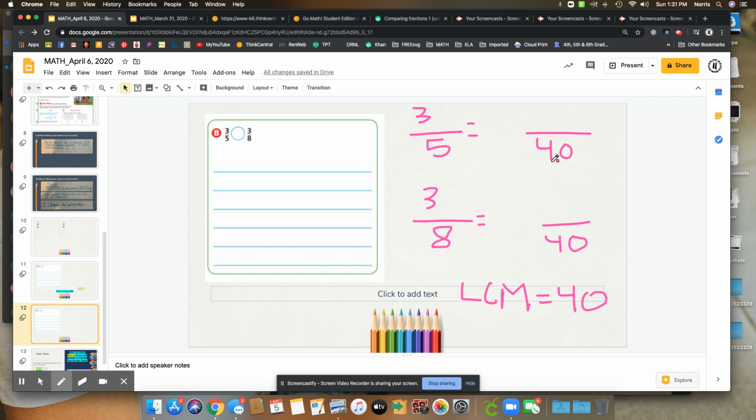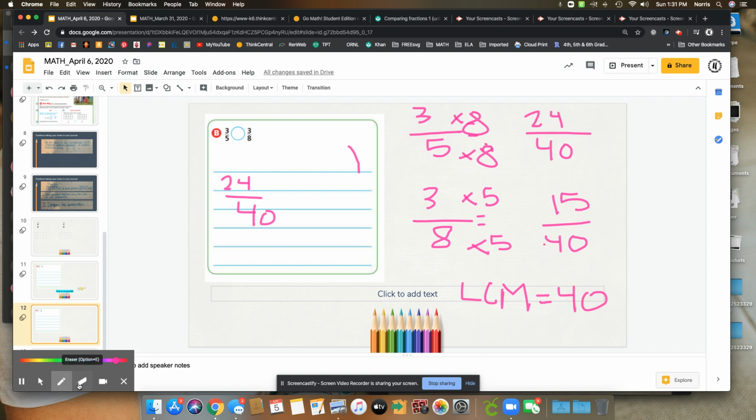Okay, so let's make equivalent fractions. How did I get from 8 to 40? I multiplied by 5. What I do to the denominator, I have to do to the numerator. And 3 times 5 is 15. Okay. How did I get from 5 to 40? Multiplied by 8. What I do to the denominator, I have to do to the numerator. 3 times 8 is 24. So now my 3/5 is equivalent to 24 over 40. And my 3/8 is equivalent to 15 over 40.